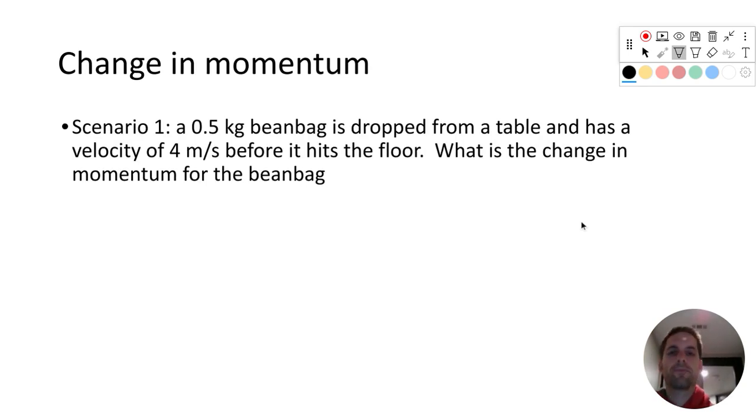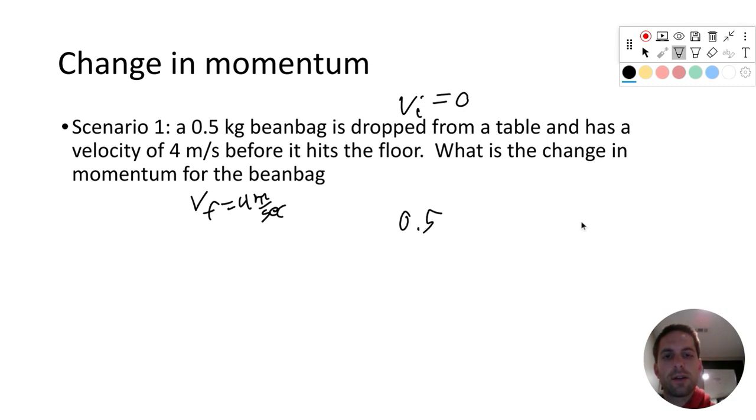Alright. So we have this 0.5 kilogram beanbag dropped from the table. We'll assume v initial equals 0, and as it hits, the velocity is 4 meters per second, v final equals 4. And we want the change in momentum. So for this, just m times delta v equals delta p. It's my formula from before.